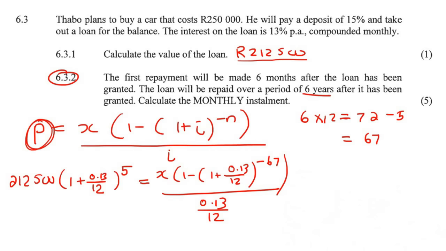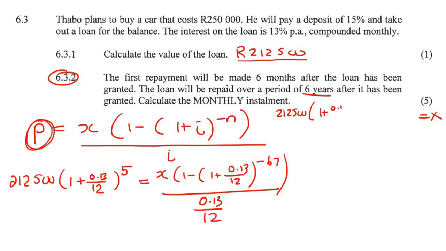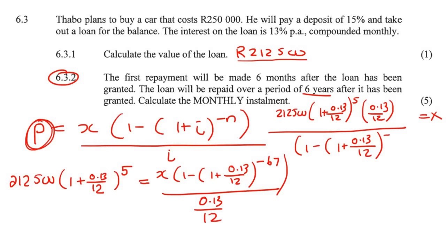Now, this looks like an absolute mess, right? The way that you solve this, I would not use my calculator right now. I would try to just get everything organized. So I'm going to take this part here and multiply it over, then take this part and divide it underneath, and then you would have x by itself. So x is going to be equal to 212,500 times (1 plus 0.13 over 12) to the 5, multiplied by 0.13 over 12. You see, I've moved that part up there. Then I'm going to divide all of that by this part, 1 minus (1 plus 0.13 over 12) to the negative 67. Now you can go ahead and type all of that on your calculator, and we are going to end up with 4724.96. That is how much Thabo will pay per month.